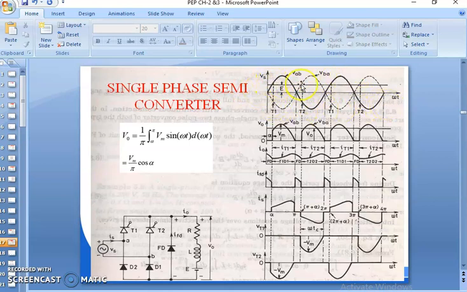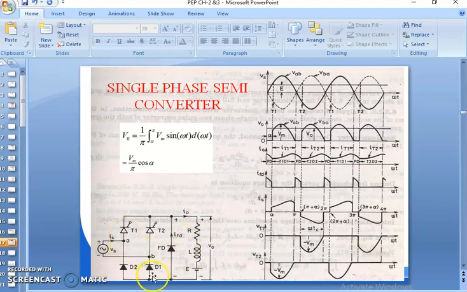So Vs is the source voltage with respect to omega t. Then this line parallel to the omega t axis is the back EMF line or the motor EMF line. This one is the load voltage V0 waveform, and the sequential order is represented here. Let us come to the operation of the single phase semiconverter circuit with freewheeling diode connected with RLE load.